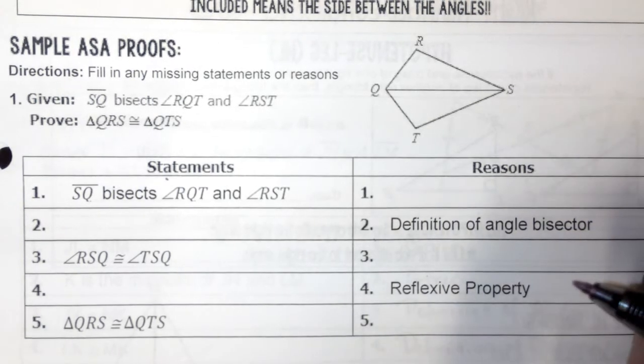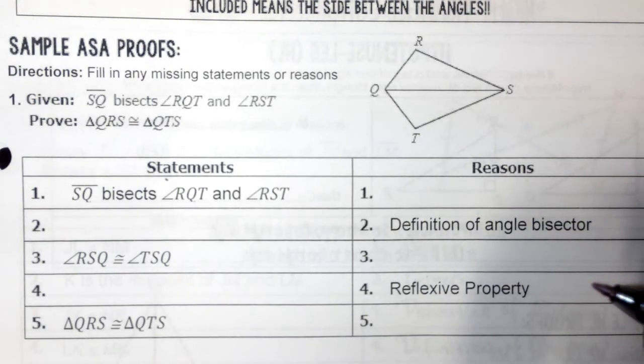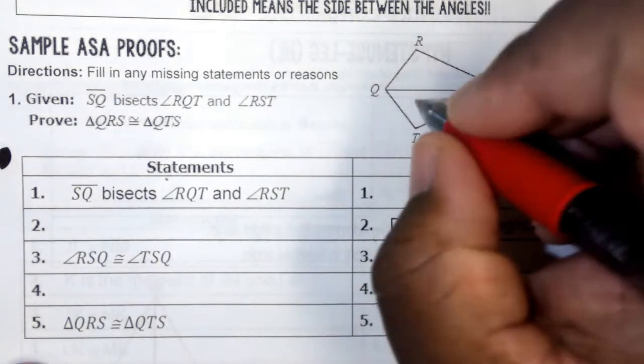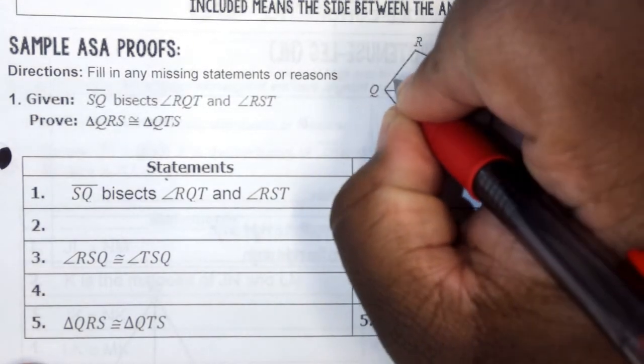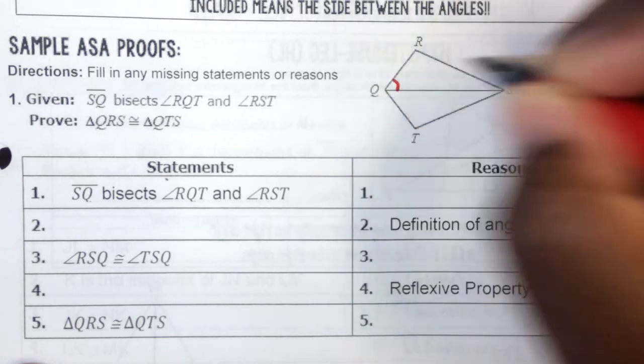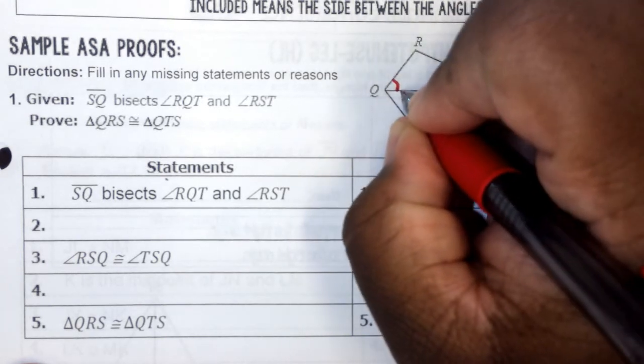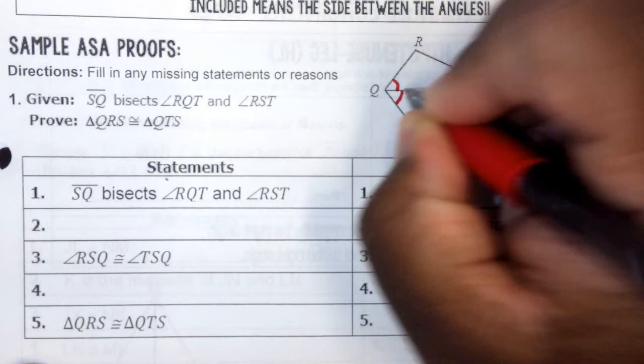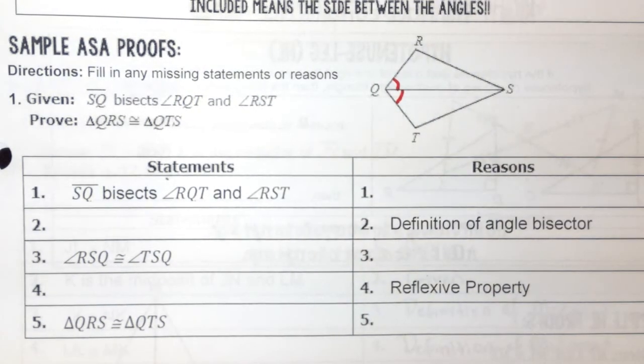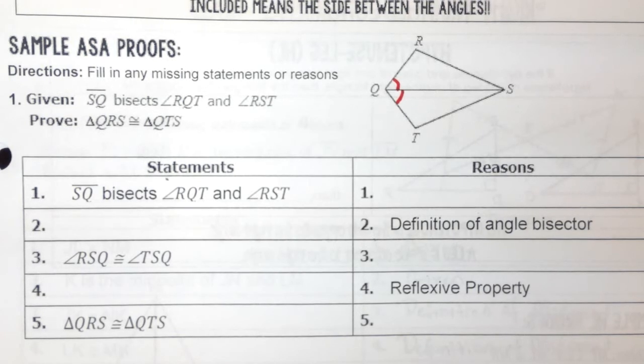She said angle SQR and angle SQT are congruent. They would have to be. I'm gonna mark them for you. SQR is this angle right here, and then angle SQT is this angle right here. She said those two angles have to be congruent. That is true. That is the definition of an angle bisector. Those two angles have to be congruent if SQ is going to be called an angle bisector of RQT. It split it in half.